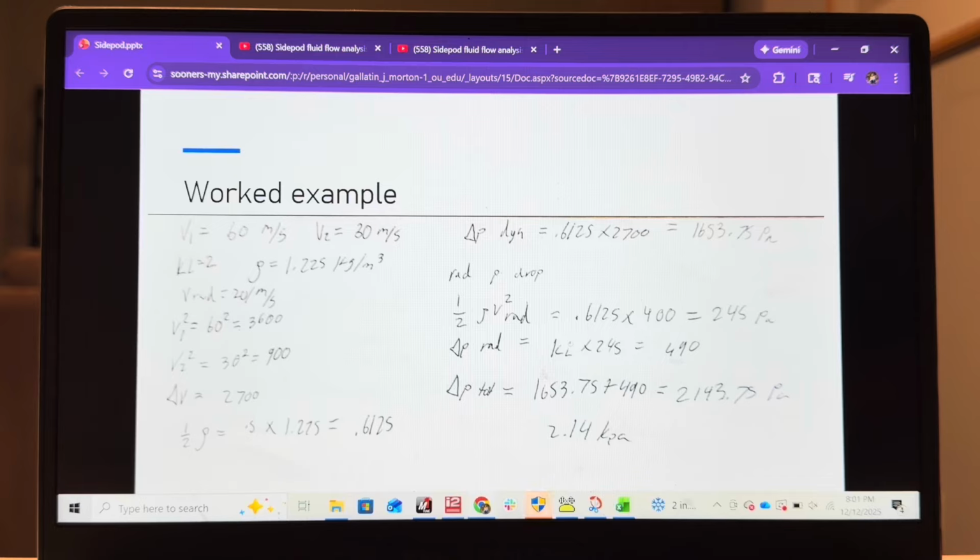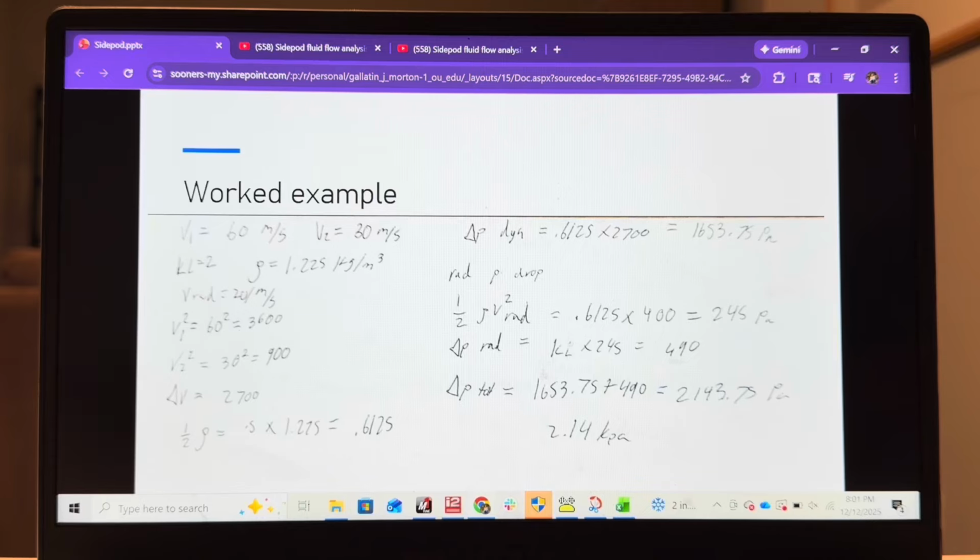We're going to multiply that times our losses, mostly due to friction, like I said. And that gives us this 490 number. Add that with the delta P for the dynamic flow, and it comes out to about 2.14 kilopascals. From the research I've done, this is a very standardized value, pretty typical for a side pod. So I really wanted to reassure my data and make sure that this was a typical value for a pressure drop all the way across.